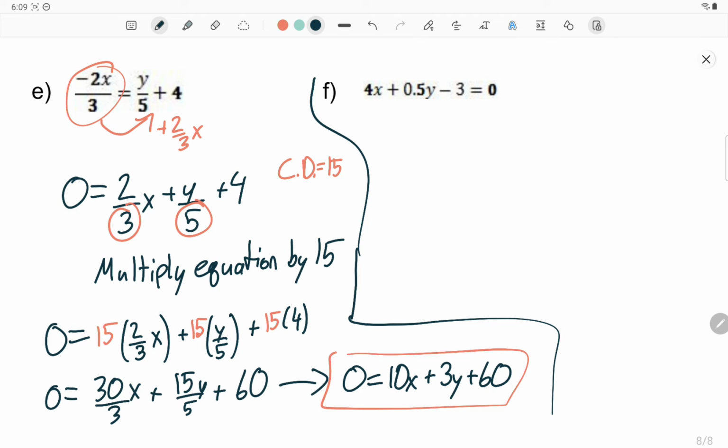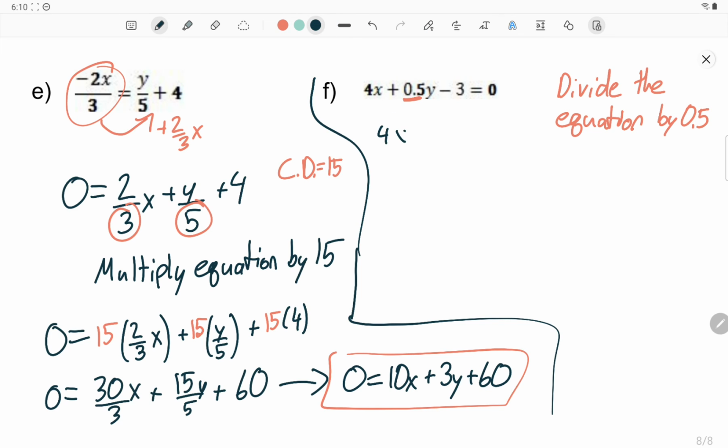what you can do is kind of the opposite of what we did when we had a fraction. So when we had the fraction, we took the denominator of the fraction, or the common denominator, and multiplied by that. When we have a decimal, what we can do is identify that decimal and divide the equation by that decimal. So in this case, divide the equation by 0.5. And what's that going to look like?